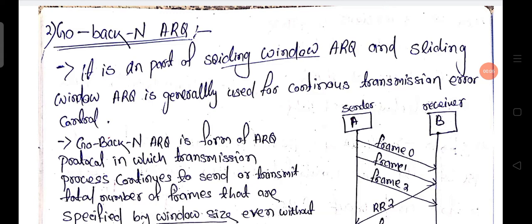Today we will discuss the second ARQ, the second technique of error control, which is Go-Back-N ARQ. It is a part of sliding window ARQ, and sliding window ARQ is generally used for continuous transmission error control.